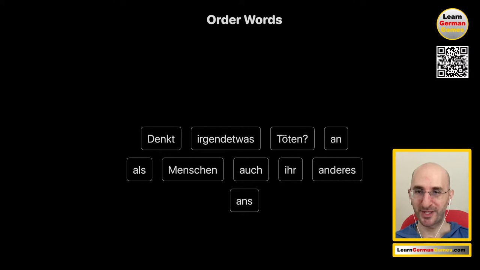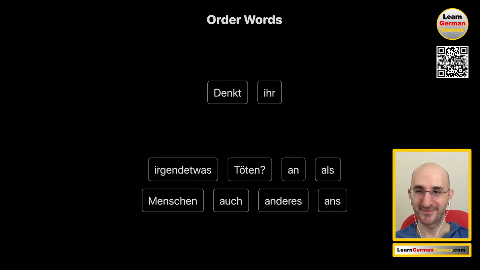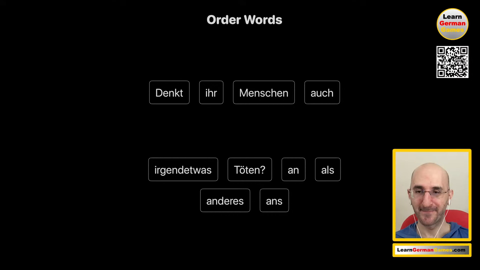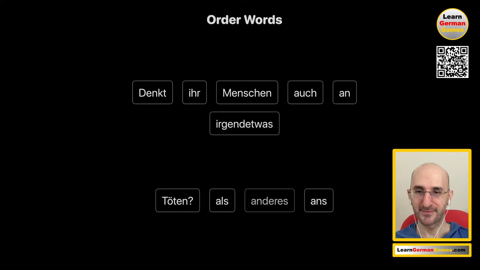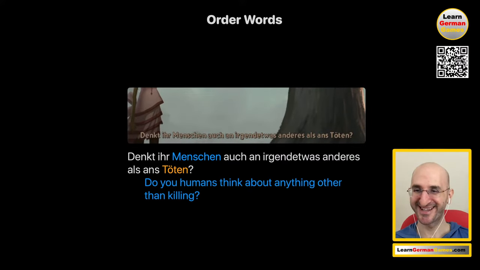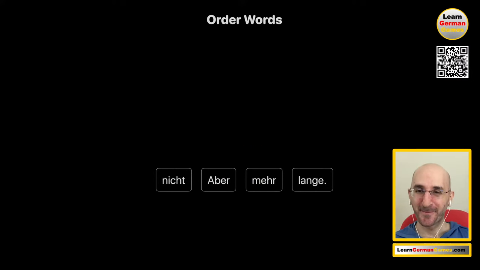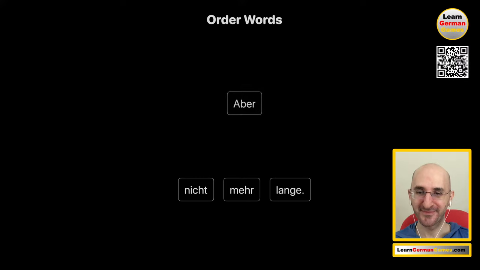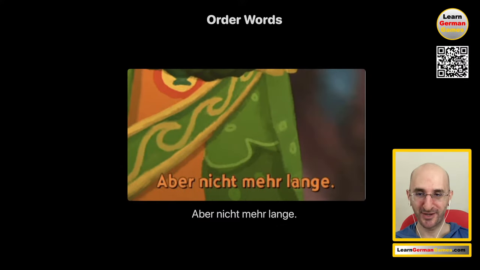Let's order some words. Hopefully you remember some of the sentences. I think we did this one. I'll still get it wrong. Denkt ihr Menschen auch an irgendetwas anderes als ans Töten? Sehr gut, you did not get it wrong. Das ist eine Überraschung. Ja, sehr gute Überraschung. Für mich war das keine Überraschung. Ich wusste das. Vielen Dank. Aber nicht mehr lange, but not for long.